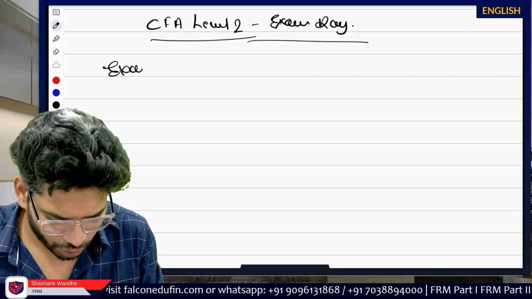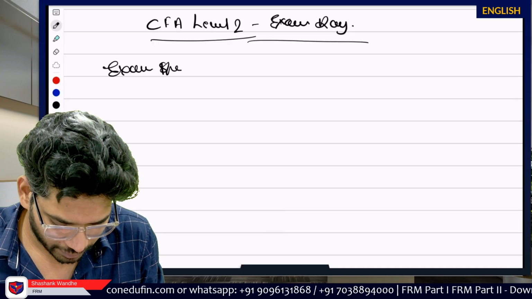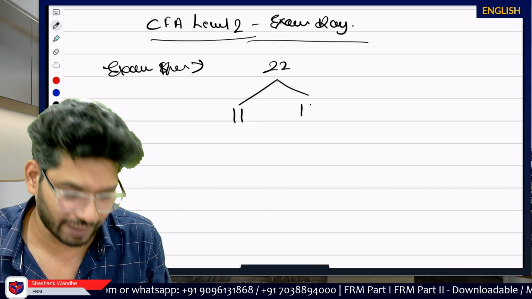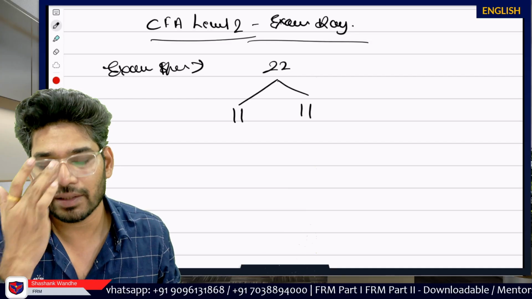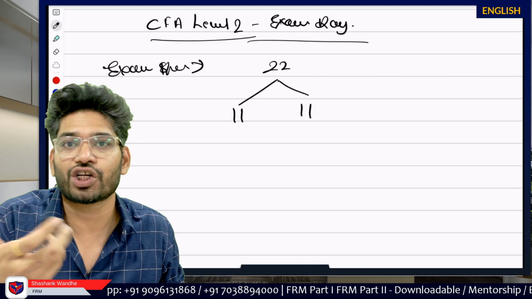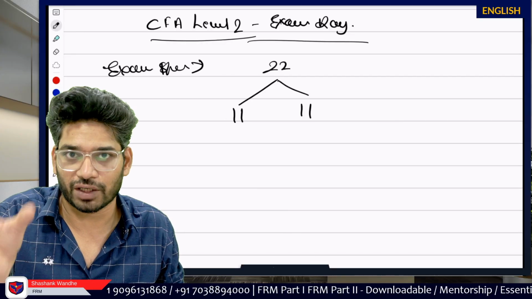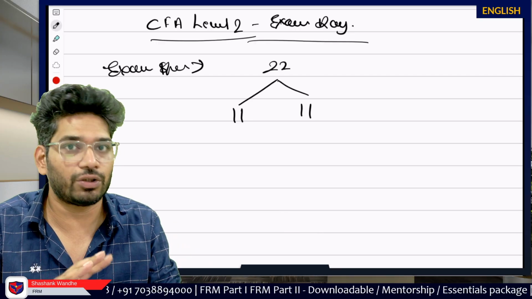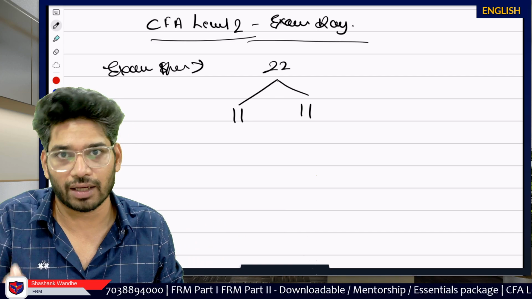The exam structure you all understand. This is the 22 case study exam where you will get 11 and 11 case studies. Remember, in CFA Level 1 you have session-wise subjects defined: 5 subjects for session 1 and 5 subjects for session 2. In Level 2, this is not a defined structure. Any subject can come in any session.